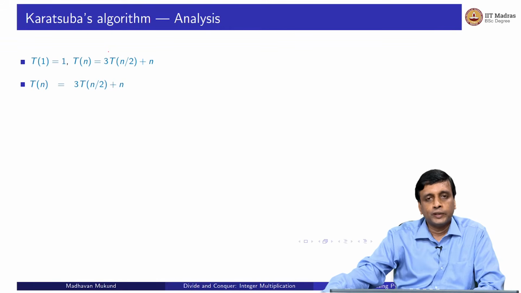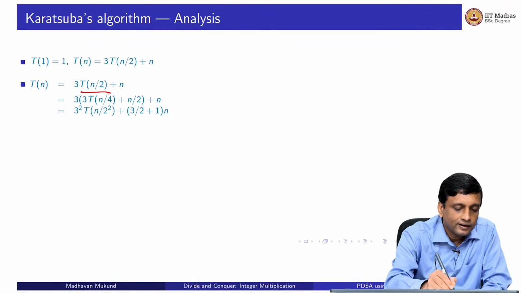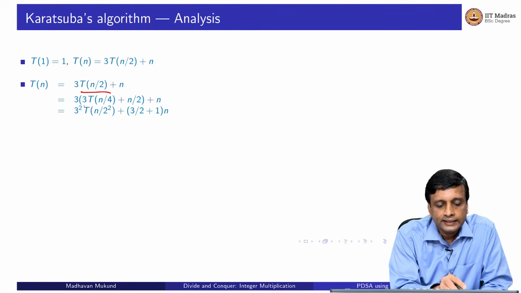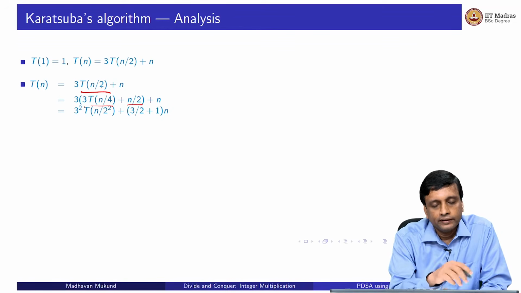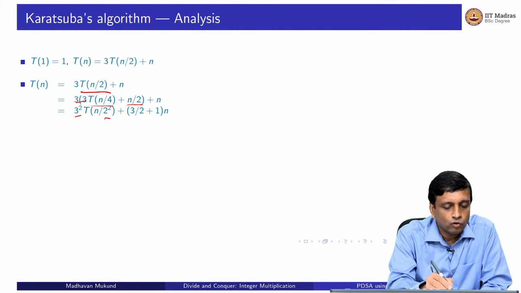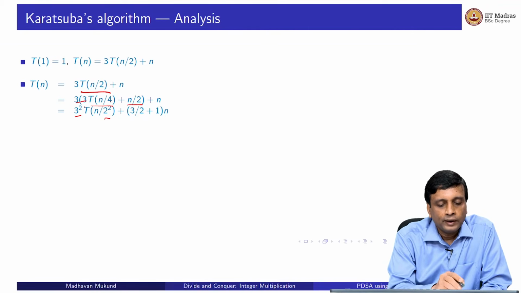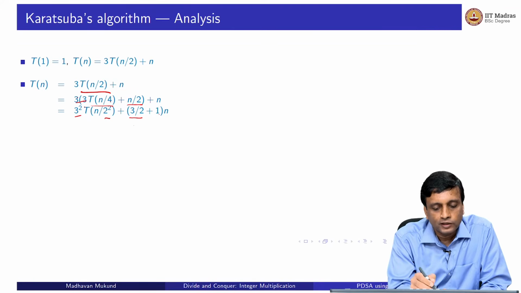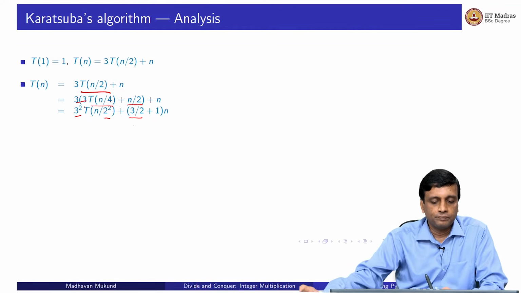So, we do our usual expansion trick. I will expand this thing, and what I get is 3 times t n by 4 plus n by 2. And if I rewrite this, from 3 times this 3, I get 3 squared. I can rewrite 4 as 2 squared. And now I have a 3 times n by 2. So, I have a 3 by 2 and I have the original 1. So, 3 by 2 plus 1 times n.